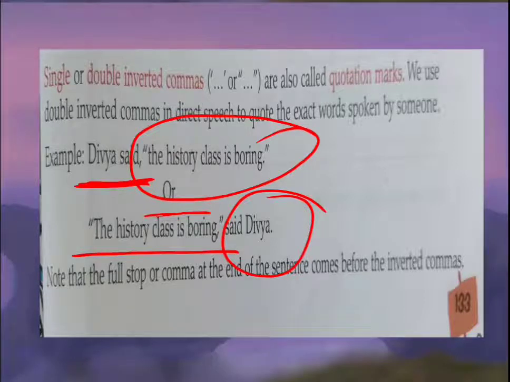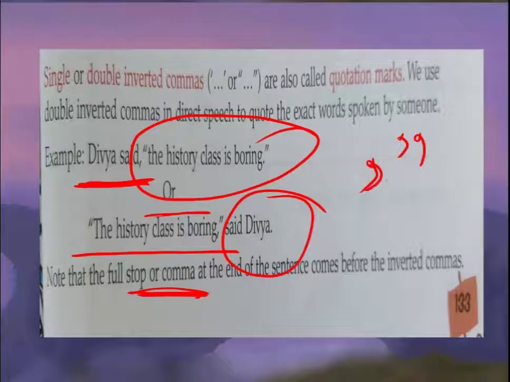Note that the full stop or comma at the end of the sentence comes before the inverted commas. So for the words which are spoken by some person, if there is a comma or full stop, that full stop or comma will come at the end of the sentence but before the closing inverted commas. It will come before the inverted commas. Means first this comma will come and then you close the double inverted commas.